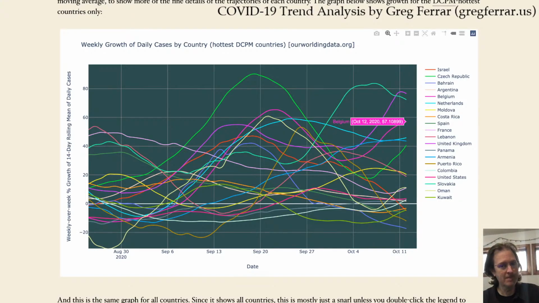But Belgium, yeah, so Europe is just looking bad. Netherlands, 45% weekly growth, way above that 20% cutoff to consider it a problem. Armenia, 44%. Czech Republic, Moldova, just to remind myself that Moldova really is in Europe. Yes, it is. Moldova, Lebanon is not in Europe.